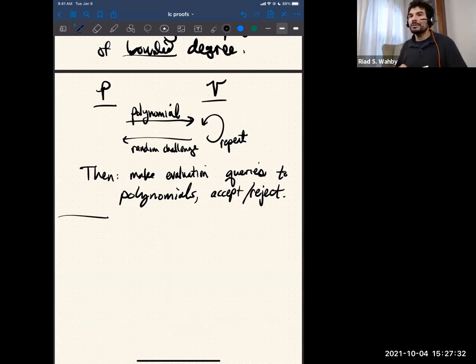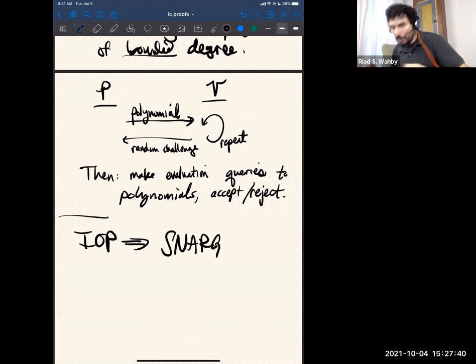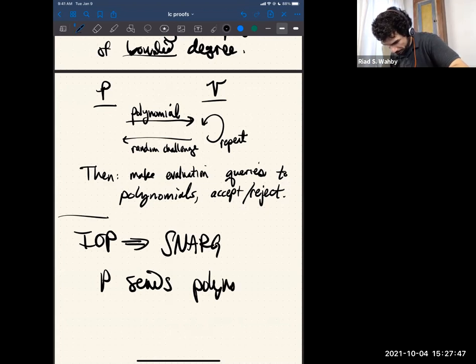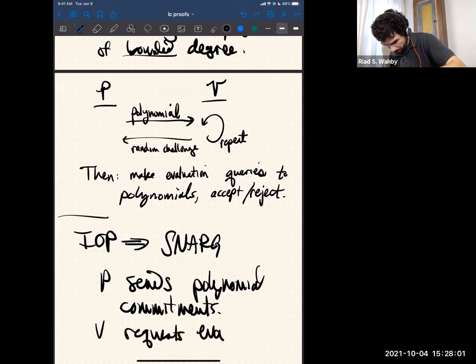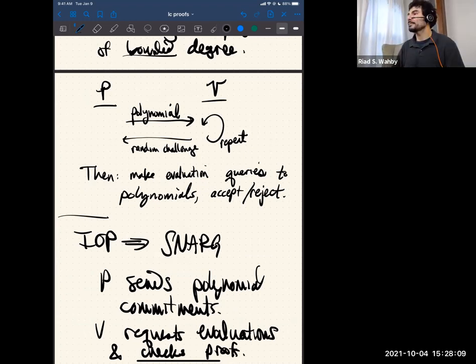And then the idea, as I've just alluded, that we're going to use is to compile this from an IOP to a SNARG. The prover is going to send polynomial commitments. And then the verifier asks the prover to open the polynomials at particular points and checks those proofs. Okay, so that's the scheme that we're going to use. We're going to first write down a polynomial IOP, and then we're going to use a polynomial commitment scheme to turn that into a proof, into an argument, and eventually we'll make it non-interactive via Fiat-Shamir.